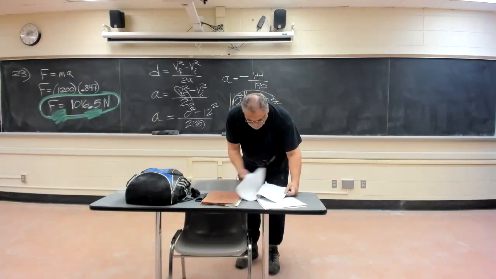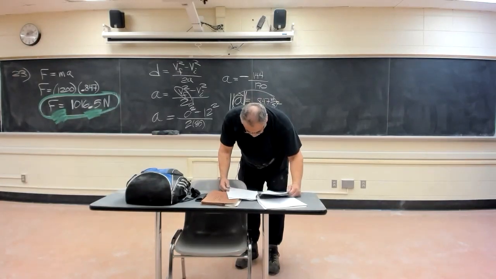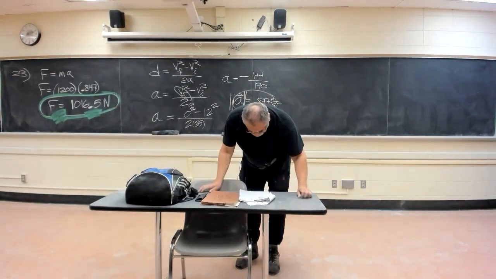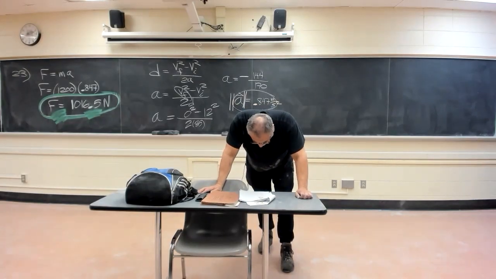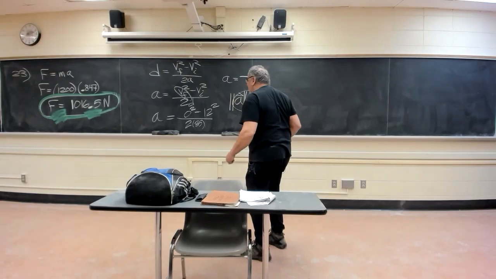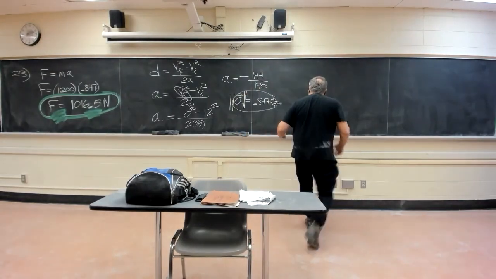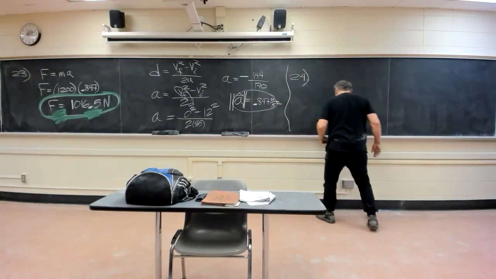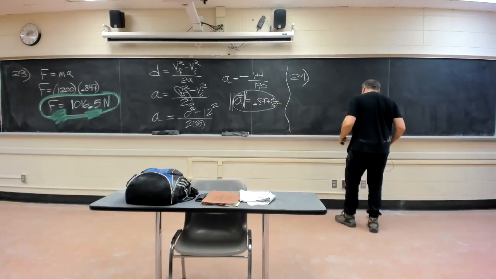That's 23. 24 is saying a pole vaulter clears 3.98 meters. With what speed did he strike the mat in the landing area? Well, he cleared 3.98 meters. With what speed does he strike?